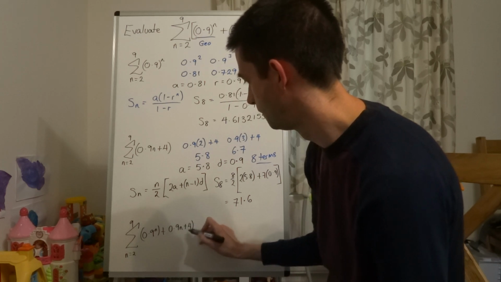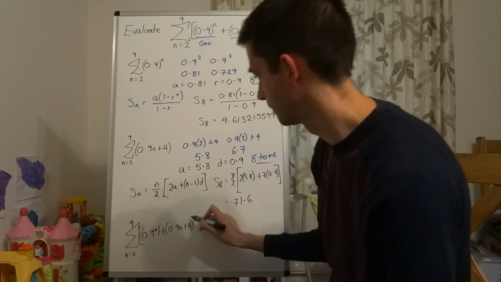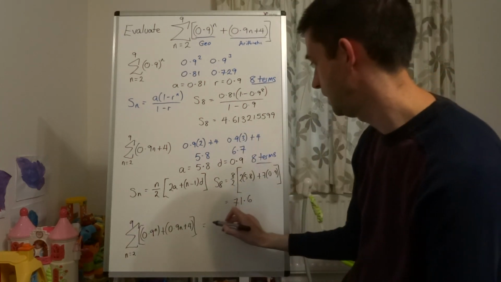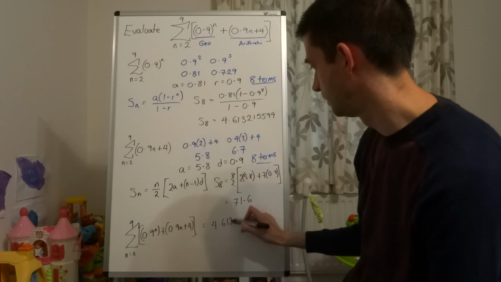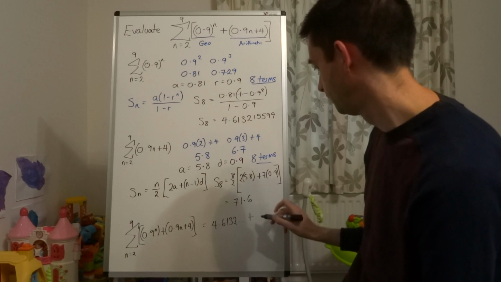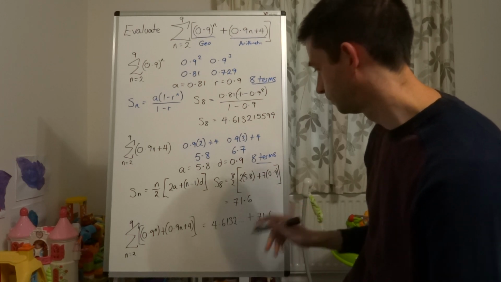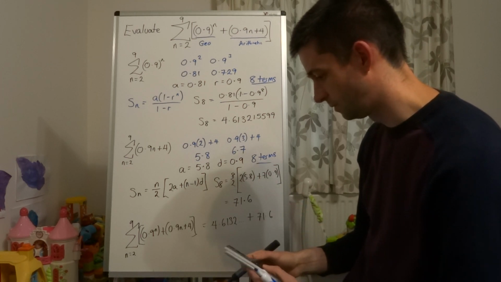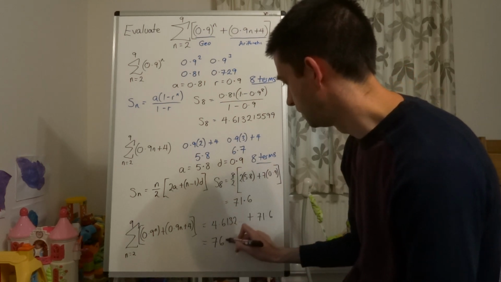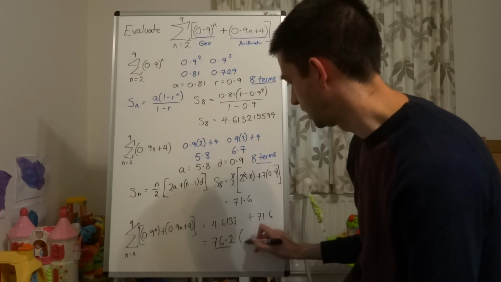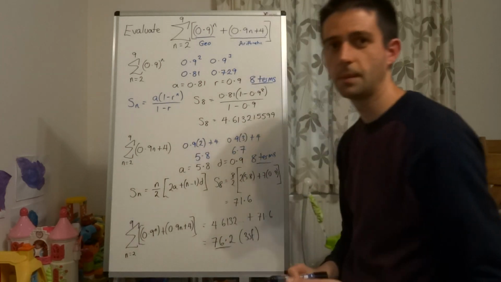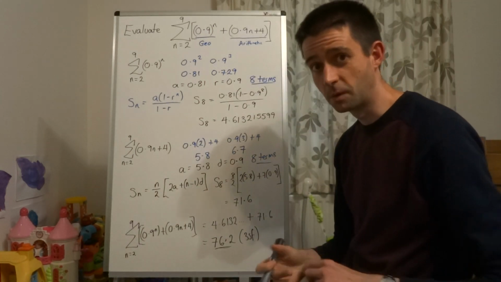So my overall sum then to evaluate n equals 2 to 9 of 0.9 to the n plus 0.9n plus 4 is going to be the sum of the geometric bit, which is this value here, so 4.6132 etc., plus the sum of the arithmetic bit, which is 71.6. So I'm just going to add the stored value from my calculator to there, and to 3 significant figures, that is 76.2. So a tough example, a tough problem to work through.